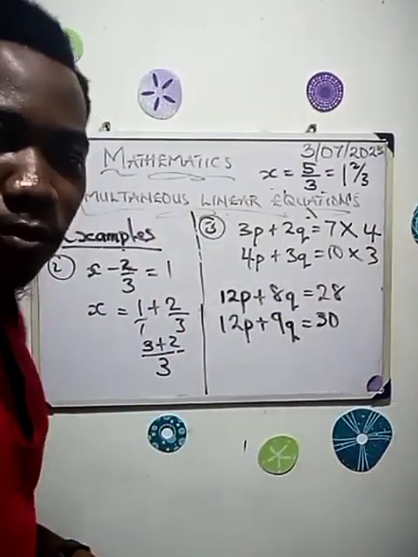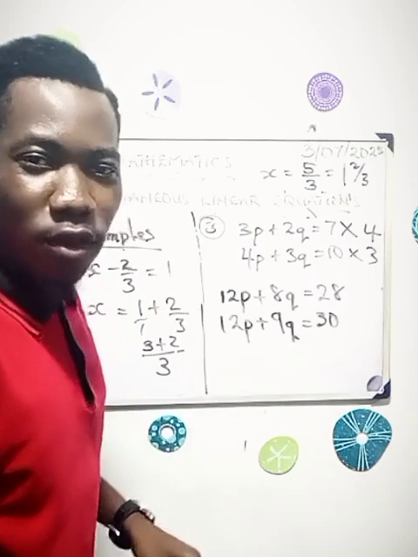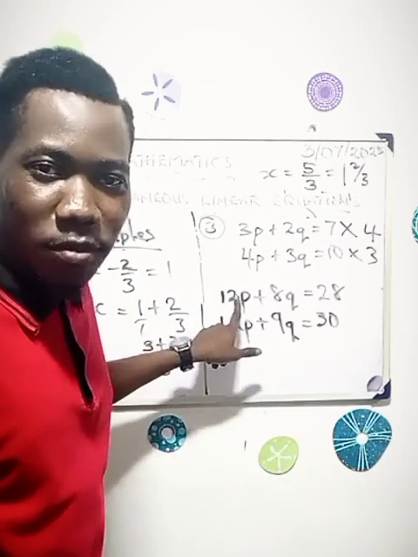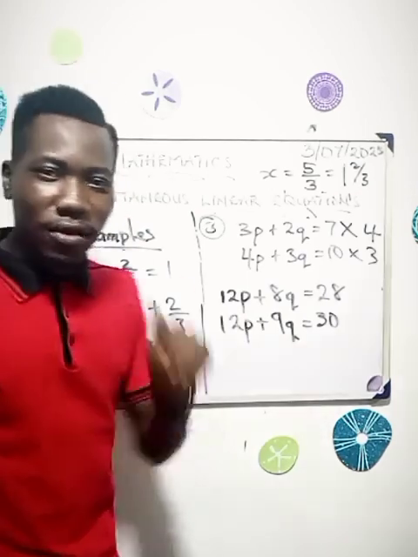Now at this point, we can go to the next stage. What's the next stage? Are we going to add or subtract? Remember, we want to eliminate p. Are we going to add or subtract?